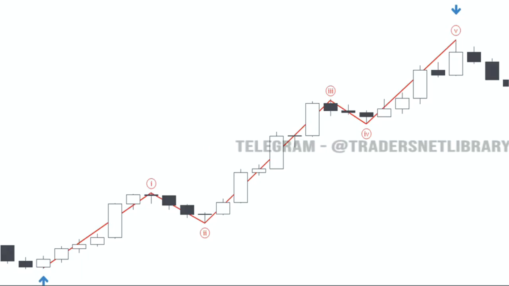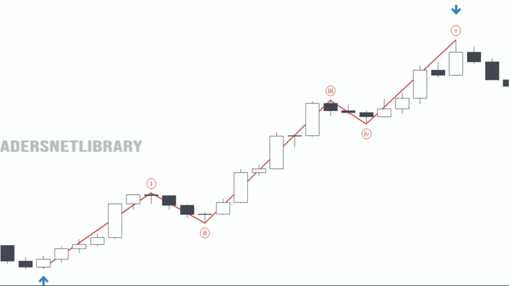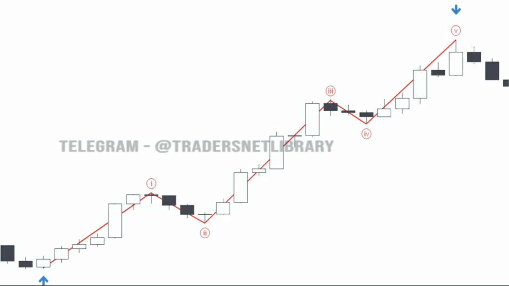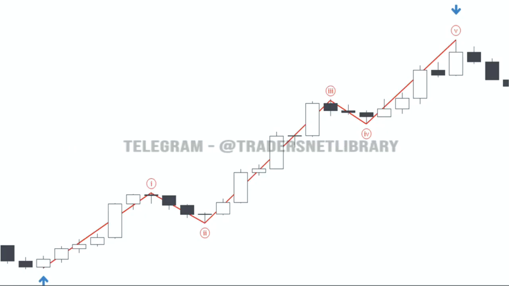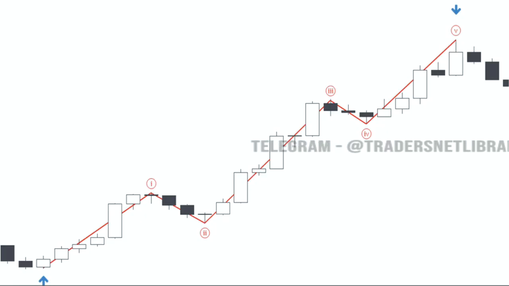Impulse waves consist of 5 waves, 3 of which are impulse waves and 2 of which are correction waves. Impulse waves have a 5-wave structure and correction waves have a 3-wave structure. As you can see in the chart, this is a 5-wave impulse rally that we have identified with the labels 1, 2, 3, 4, 5.